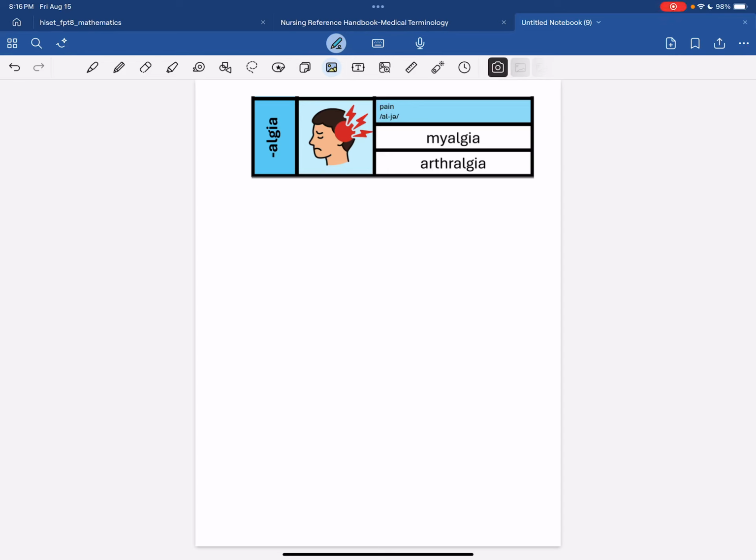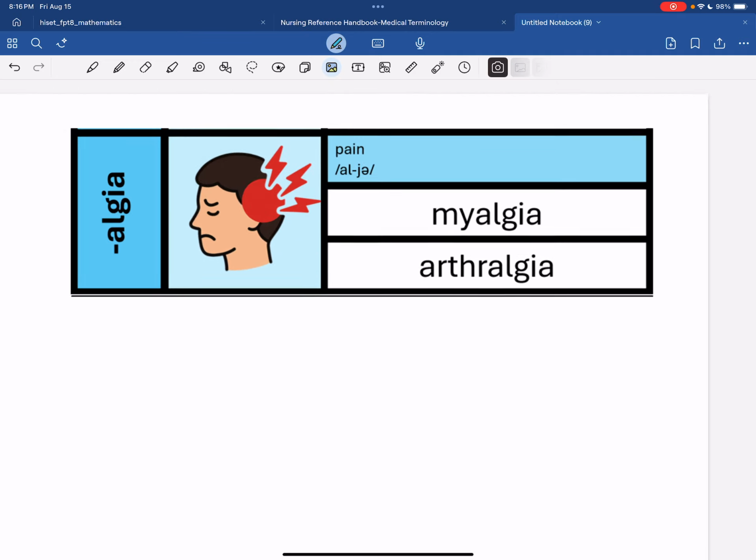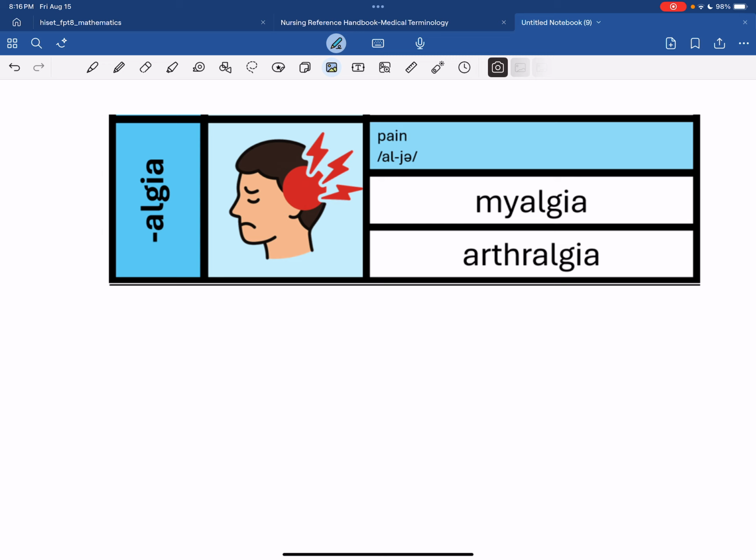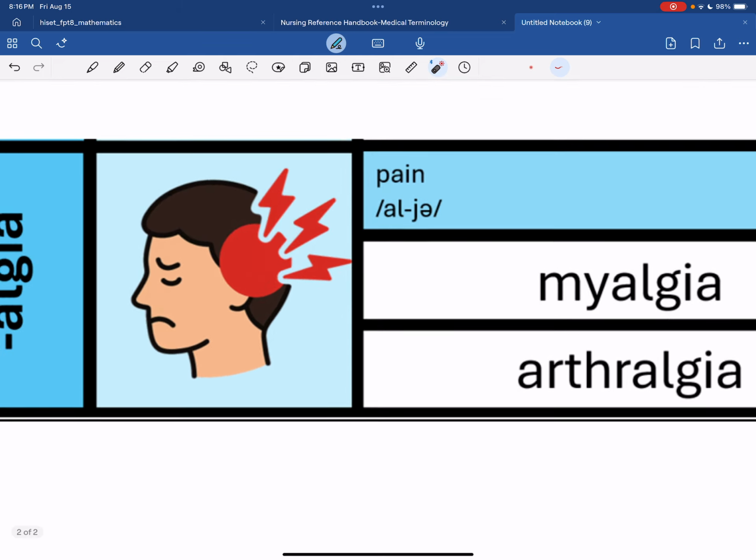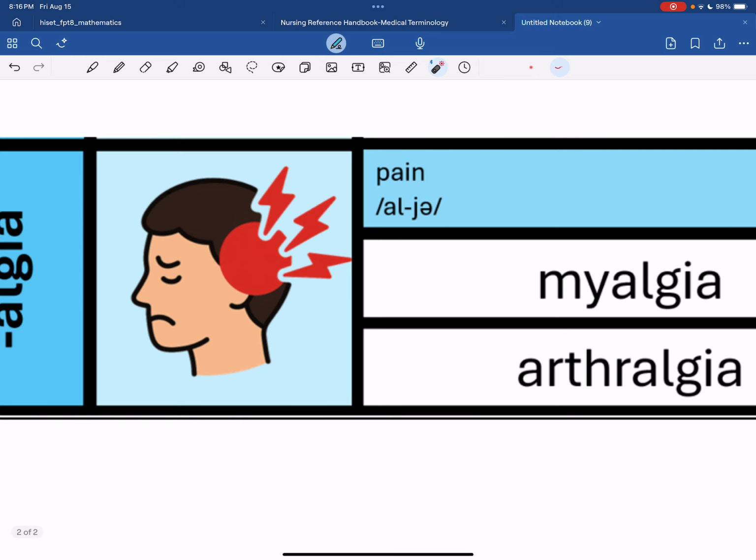In this case, the suffix is algia. Algia. And for each of these, I have given you the sound spelling. So here is the sound spelling right there. Let me zoom in just a little bit.